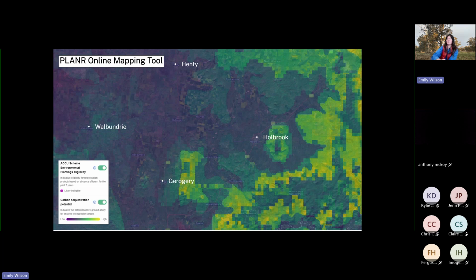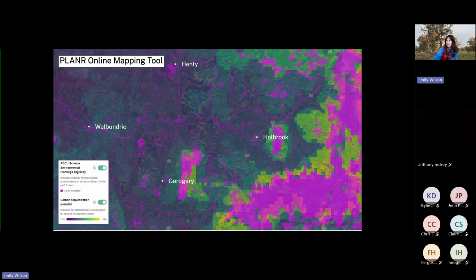You can see those yellow and green areas on the right of the screen are higher yielding. So there's some of those 20 credits per hectare per year areas. And those darker blue areas are lower. So they're your 8 to 10 credits per hectare per year. It also has eligibility. So areas that have tree cover aren't eligible. So you can put that purple layer on top and that shows you where you can and can't plant. So I would really recommend jumping on that if you're looking at trees.